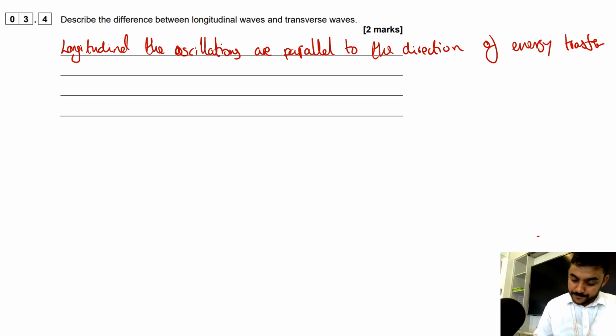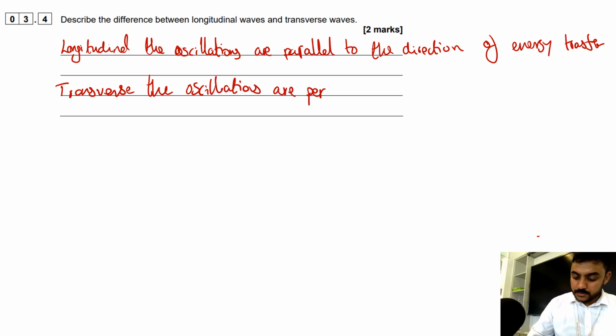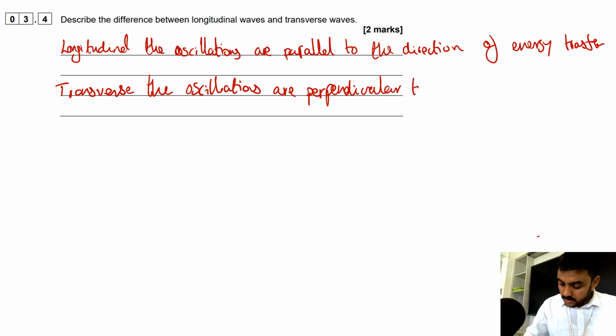Whereas for transverse, the oscillations, which means vibrations by the way, are perpendicular, which means right angles, to the direction of energy transfer.